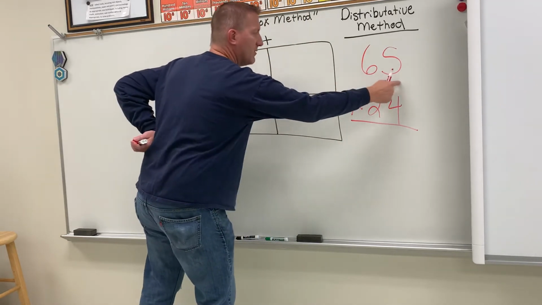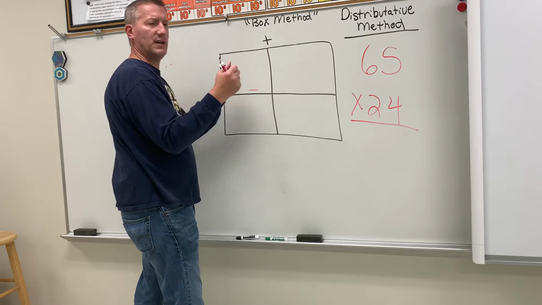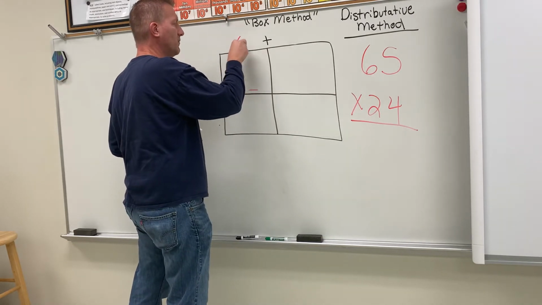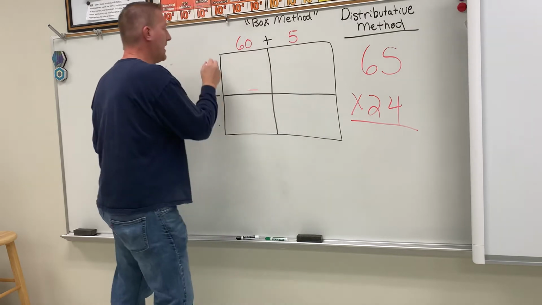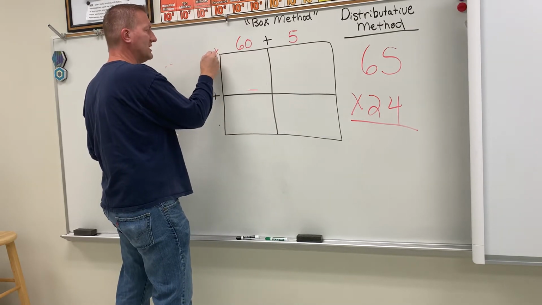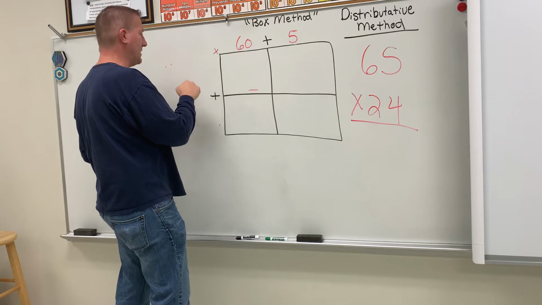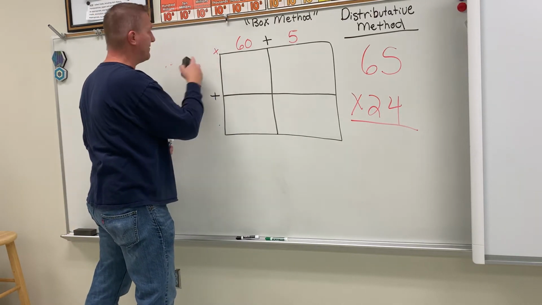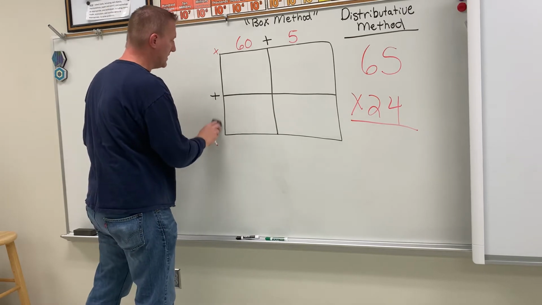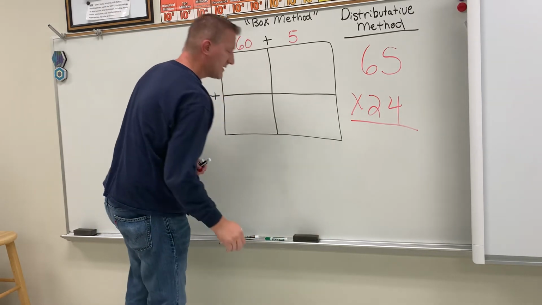So you start off with the 65, again, put it in the expanded form. We're going to go 60 plus 5. Sometimes I put a little multiplication sign in the corner, just knowing that I'm multiplying these numbers. Just in case you forget, you don't have to do that. That's just something that I like to do.